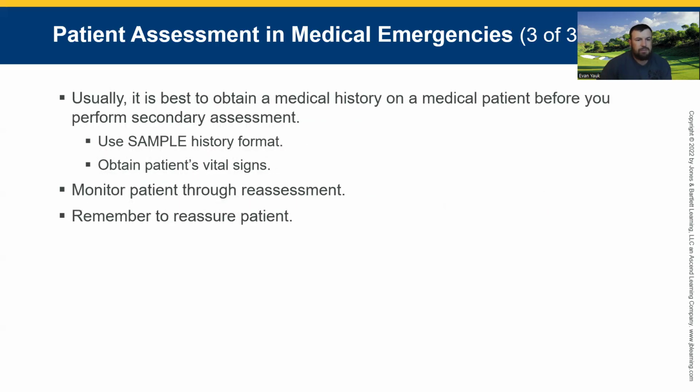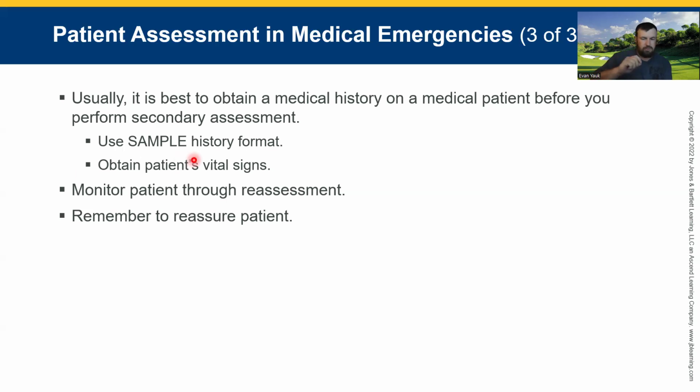So usually it's best to obtain your medical history before we do that secondary assessment. So secondary is when we're going to be doing the type of deal where they're not dying from it, but we're going to put a Band-Aid on it. So if we can get history, we like to use the SAMPLE mnemonic. SAMPLE is: S, signs and symptoms, allergies, medication, past pertinent history, last oral intake, and events leading up to.